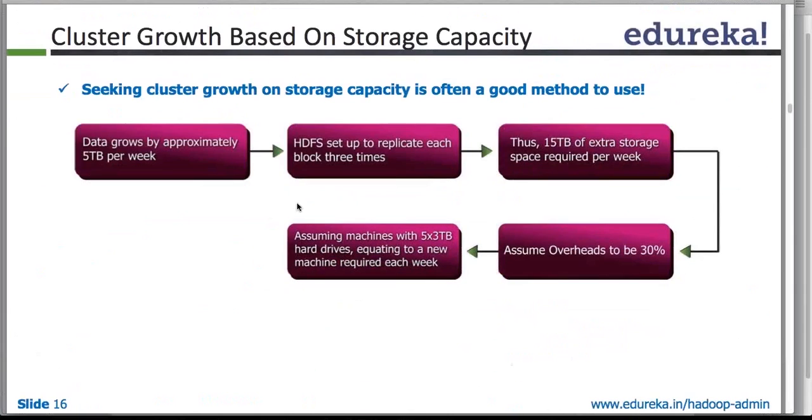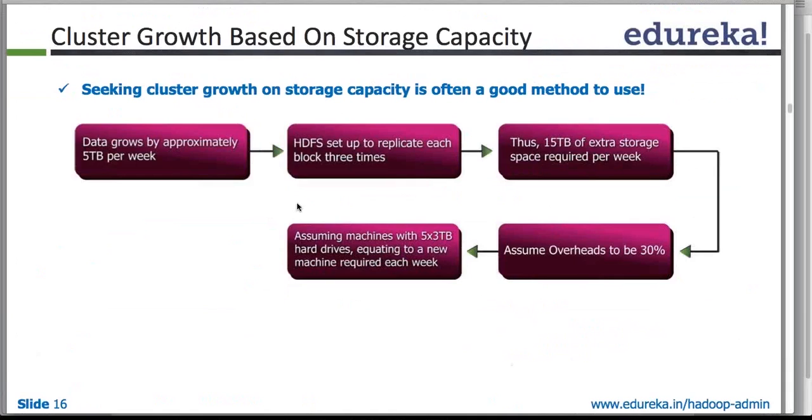Okay. So now, how will you plan your cluster growth? Let's say your data is growing at 5 terabytes per week and you have set up replication 3. So what does it mean? 15 terabytes of space you will need every week. So if your data node has 5 hard drives of 3 terabytes each, it means every week you need a new system.